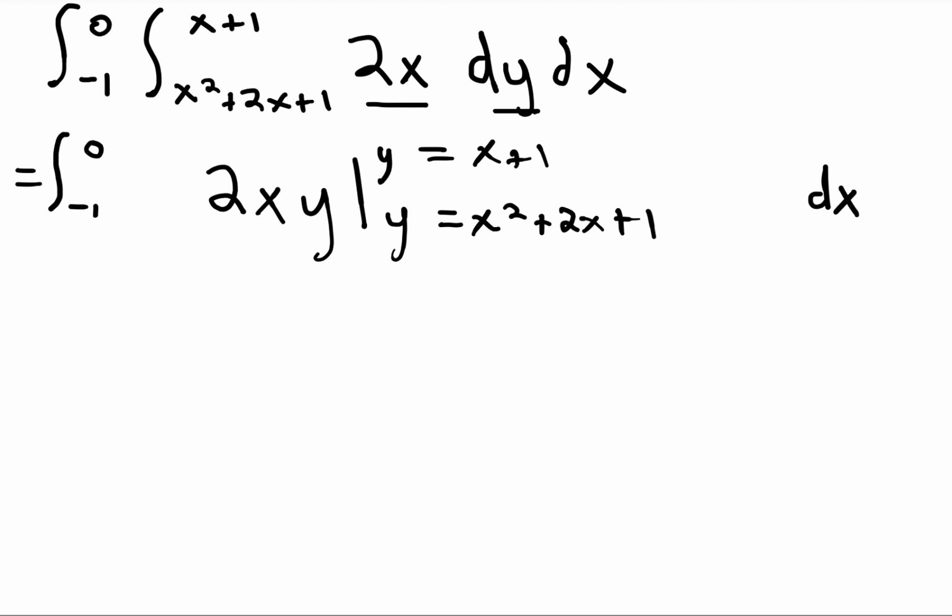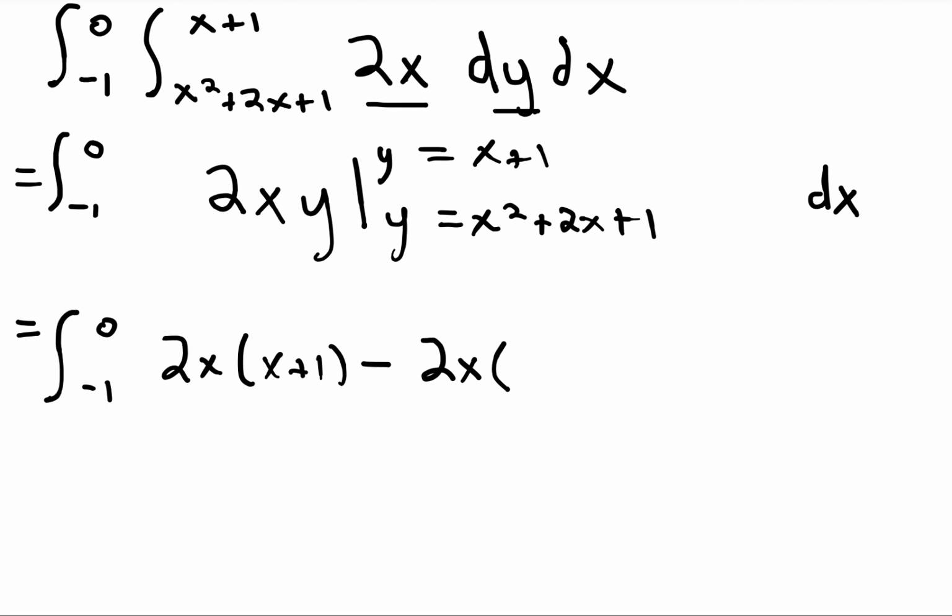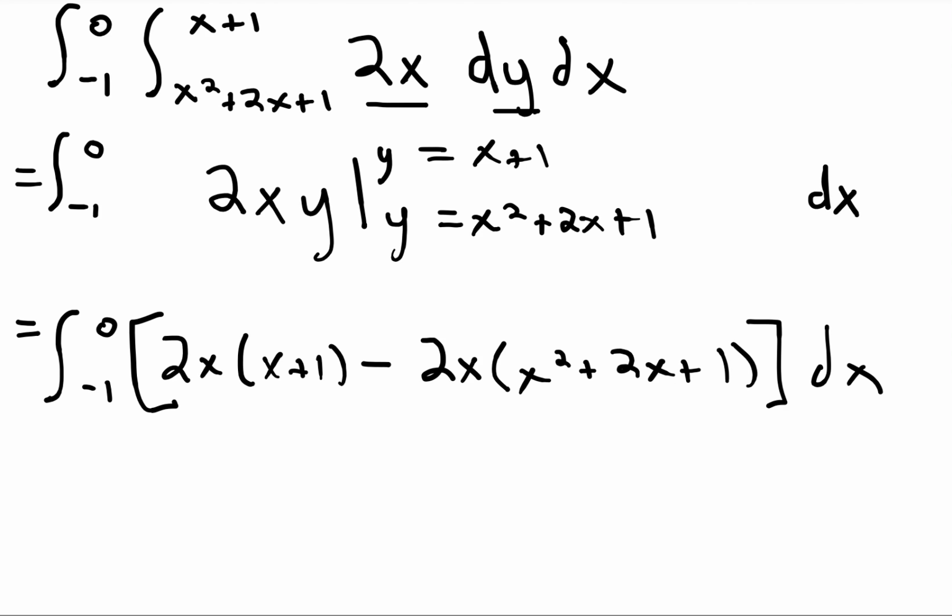This is a good reason for why we wanted to use this notation, which reminds us what we're plugging in where. So again, per usual, whenever you evaluate bounds, you want to make sure that you plug in the top thing first. So I'll get 2 times x plus 1. And then I want to subtract off what happens when I plug in the bottom thing. So I've got 2 times x times this quadratic polynomial here. All of that is inside of this integral.